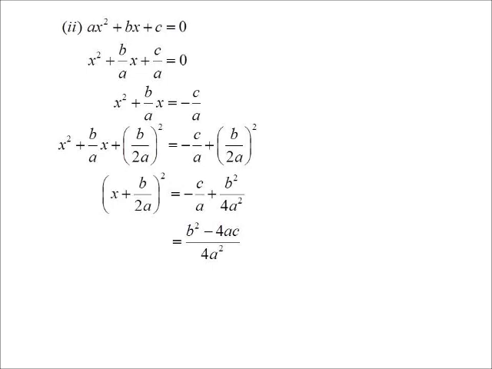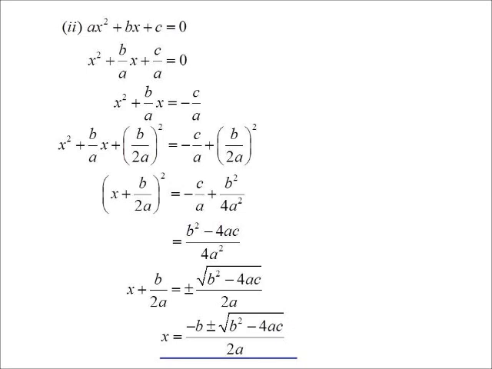Starting to look a little bit familiar there. You'll notice the numerator, b squared minus 4ac. Plus or minus the square root of b squared minus 4ac, and of course the square root of 4a squared, 2a. Now all I've got to do is move the b on 2a over. And there's our formula. So that's where it comes from.